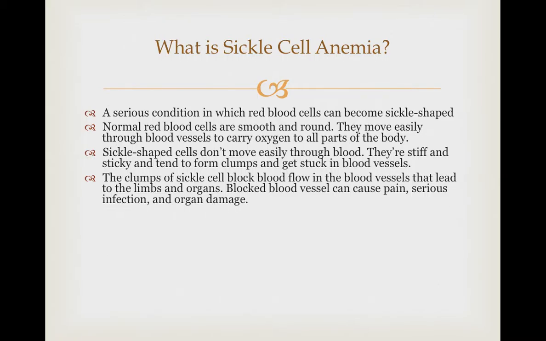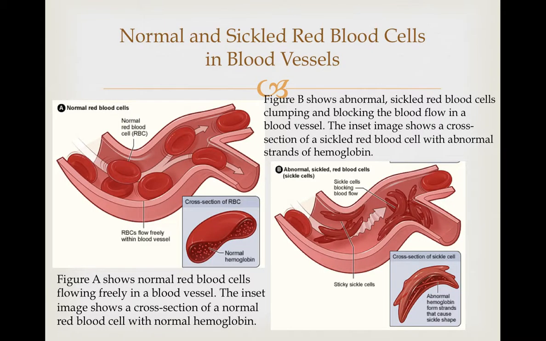It is a serious condition in which red blood cells can become sickle shaped. Normal red blood cells are smooth and round. They move easily through blood vessels to carry oxygen to all parts of the body. Sickle shaped cells don't move easily through the blood. They're stiff and sticky and tend to form clumps and get stuck in blood vessels. The clumps of sickle cells block blood flow in the blood vessels that lead to the limbs and organs. Blocked blood vessels can cause pain, serious infection, and organ damage.